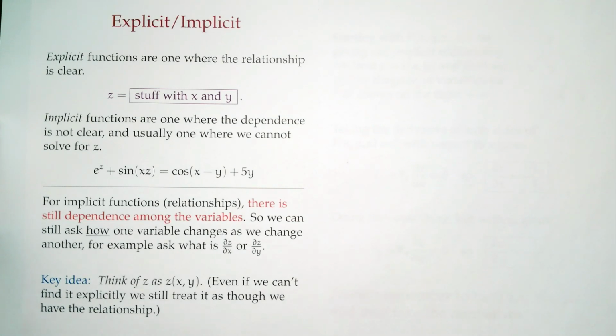Well, if z depends on x and y, we can still ask the question, what happens to z as we change x and y? So in other words, what's the derivative of z with respect to x, and what's the derivative of z with respect to y? Now, the answer is think of z as depending on x and y. So if we think of z as a function of x and y, we don't know what that function is, but we can still think of it as there being one. And once we have that idea, the rest is pretty straightforward.